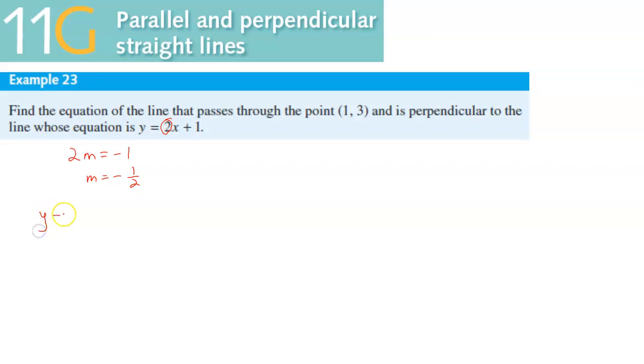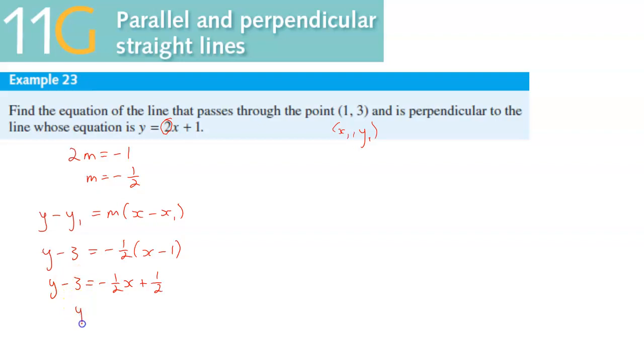Then remember, to find the equation of the line, we use the formula y minus y1 equals m times x minus x1. I've got my point here. So I just substitute all of the things I know in. Now I expand the brackets. Got a negative times a negative, so be careful there. Then I add 3 to both sides.